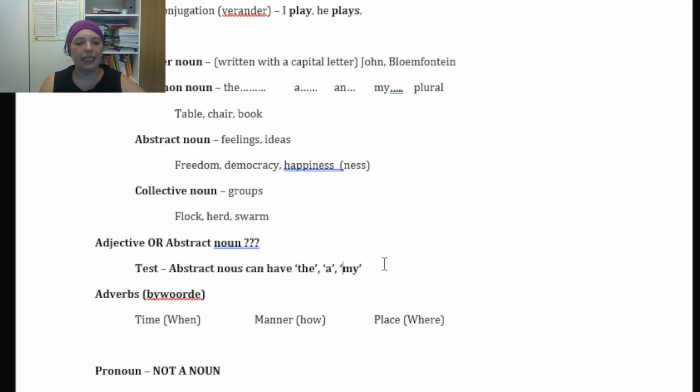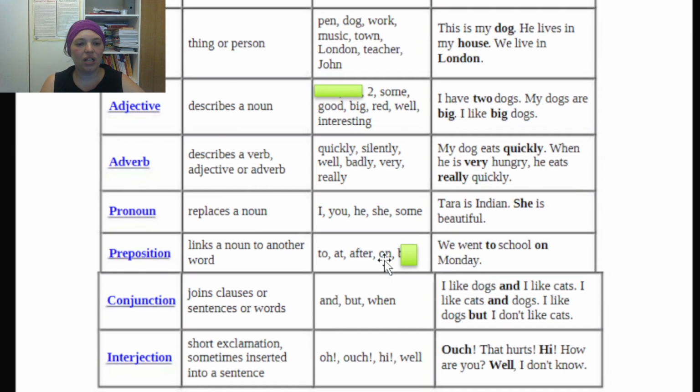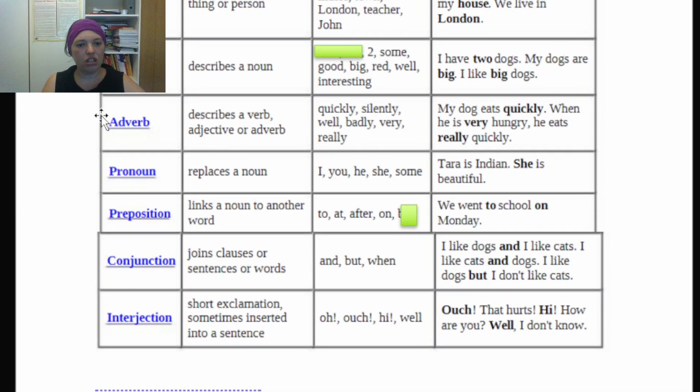Okay, en dan, die ander een wat ook saam met hulle deur mekaar kan raak, is adverbs. So an adverb describes a different word. So it can either describe a verb, or it can describe an adjective, or it can even describe an adverb. So here we've got quickly, silently, well, badly, very, or really.